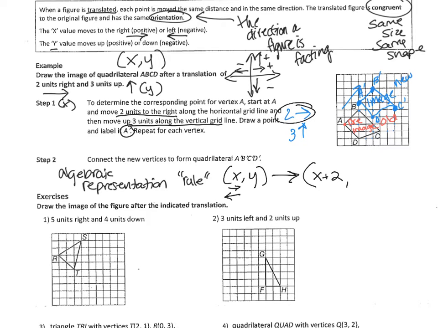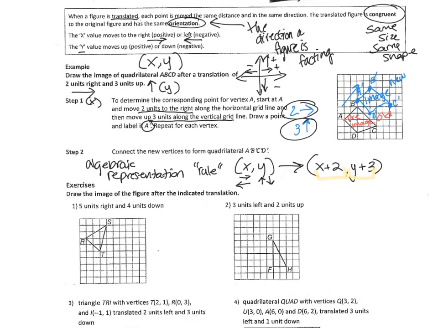Okay? And then for our y, we either had to go up or down, depending if it was positive or negative. We went up 3. Those are my positive numbers, so I'm going to write it y plus 3. So that's what it means when it says the rule. You'll see this a lot of times in multiple choice, on the STAR test. And this is the only transformation that looks like this, that has addition and subtraction here. Okay, so it'll be pretty easy to point out.